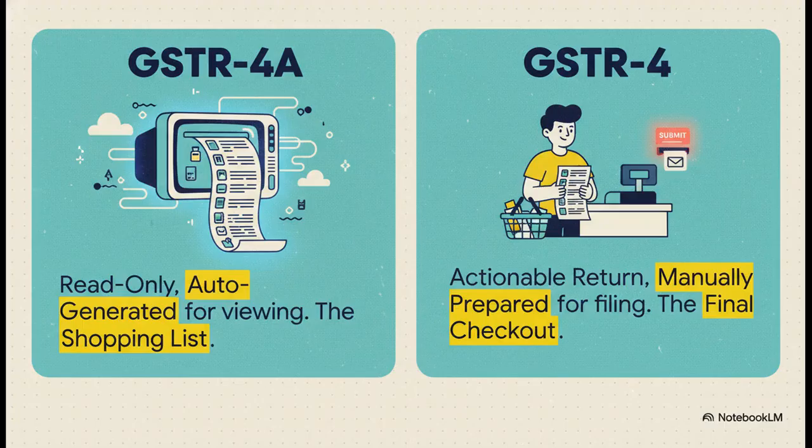And this here just perfectly illustrates the difference. Look, on one side, you have GSTR-4A. It's read-only, it's auto-generated, it's just for looking at. It is the shopping list your suppliers made for you. But then on the other side, you have GSTR-4. That is the actionable return, the one you have to manually prepare and file with the government. That's the final checkout, where you confirm everything you bought. You see the difference? Use the shopping list to make the final checkout way easier and more accurate.